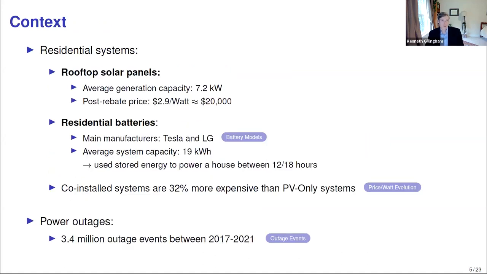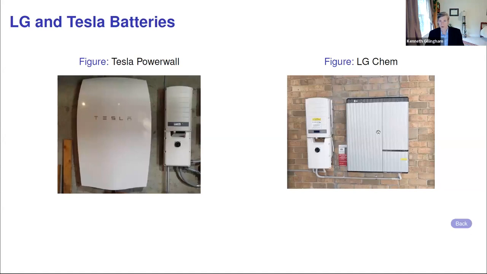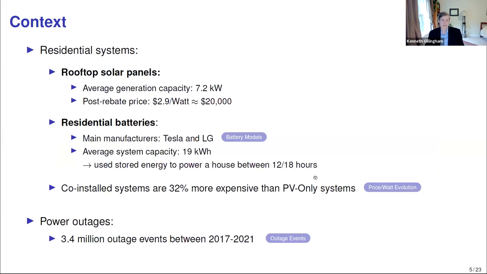The context here is rooftop solar panels and residential batteries that really became an option after 2016, barely anything before then. So it's a very new technology, which is very interesting for us. The post-rebate price for solar panels on average in our data is about $20,000, with a capacity of around 7 kilowatts. The main manufacturers of residential batteries in these data are Tesla and LG. So we're talking about the Powerwall and a standard LG Chem home battery. Generally, the system capacity is under 20 kilowatt hours and the average is 19, although there are definitely systems that we see that have 30 or 40 kilowatt hours.